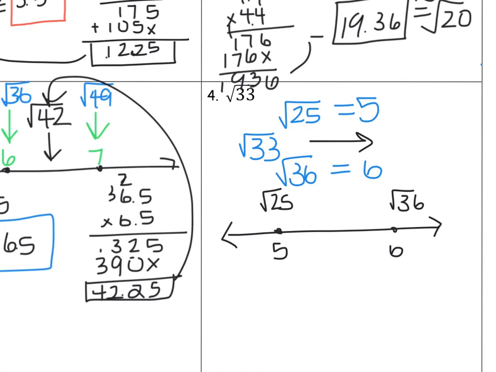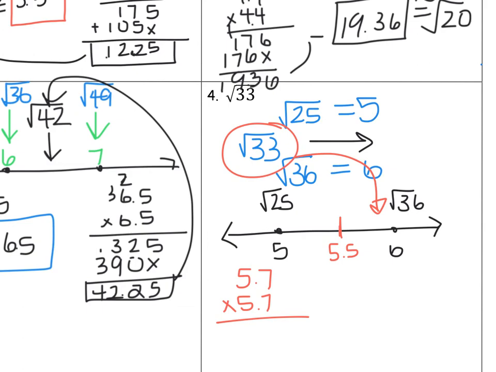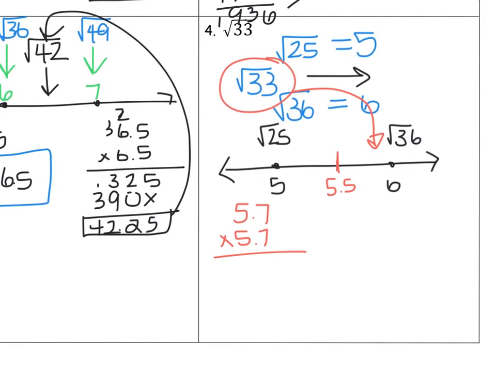33 is closer to 36 than it is to 25. So if this is our midpoint, that's about 5.5. The square root of 33 is somewhere over here. So it's real close to 6. So let's try 5.7. If that doesn't work, we can try 5.8. If that doesn't work, we can try 5.9. But let's keep our fingers crossed so we don't have to keep on doing that.